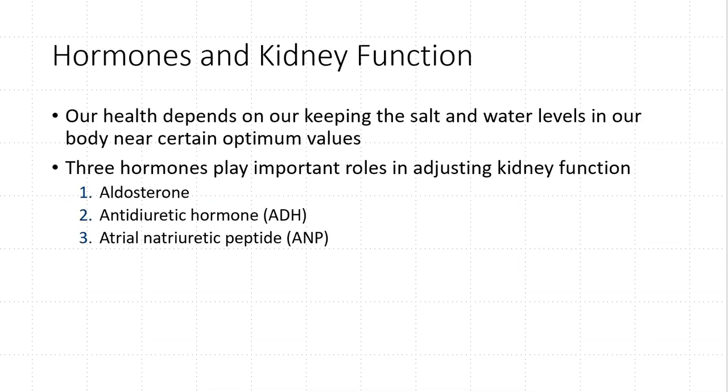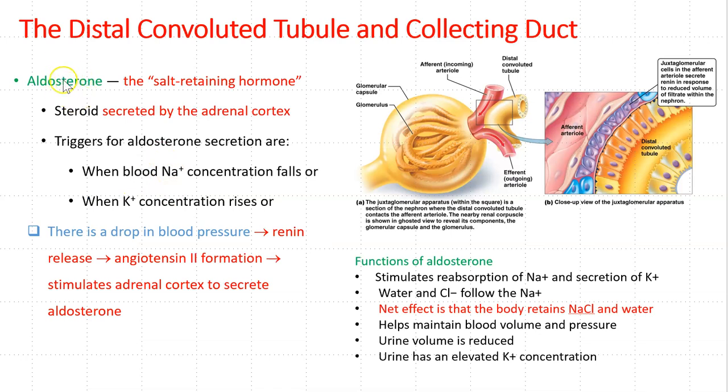So there are several hormones that regulate the kidney function. First hormone is aldosterone. Second one is antidiuretic hormone, which we just talked about. And the last one is atrial natriuretic peptide. So the first hormone, that is aldosterone, is the salt-retaining hormone. And keep in mind, water follows sodium. So when the blood pressure falls, basically aldosterone is secreted, and aldosterone helps in retaining salt.